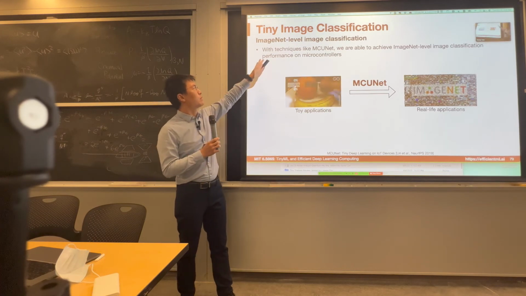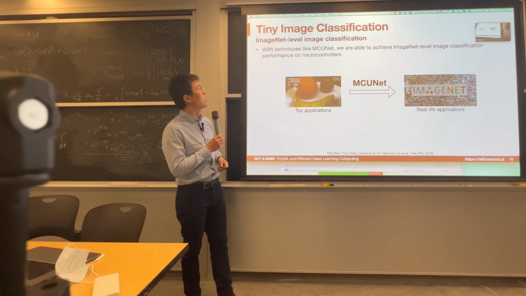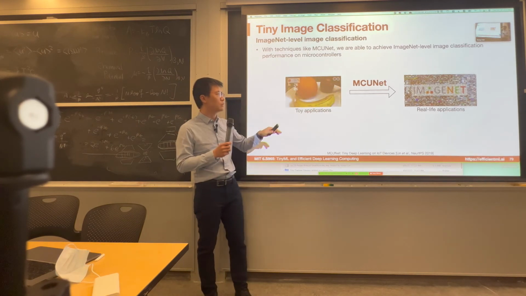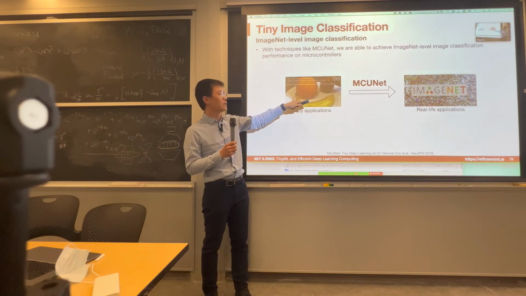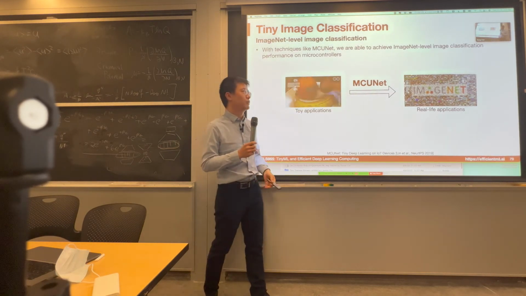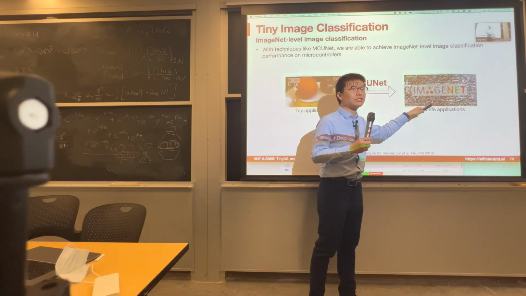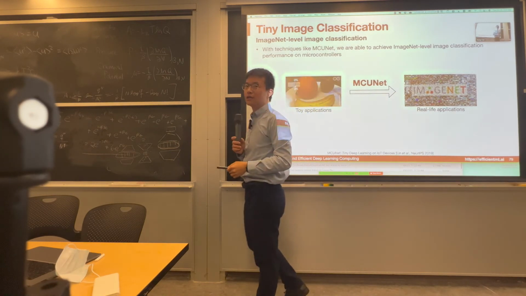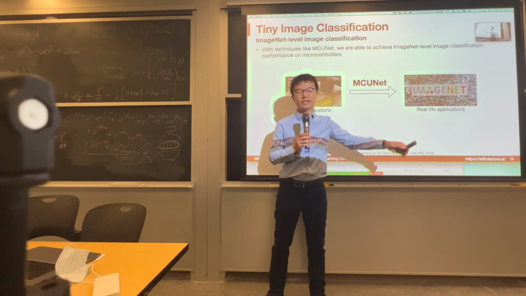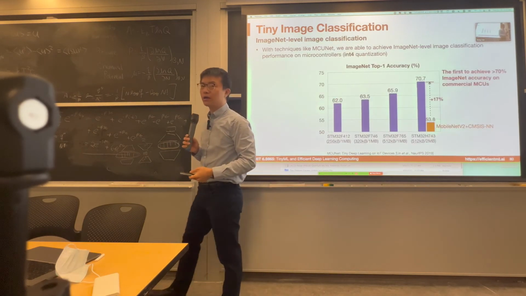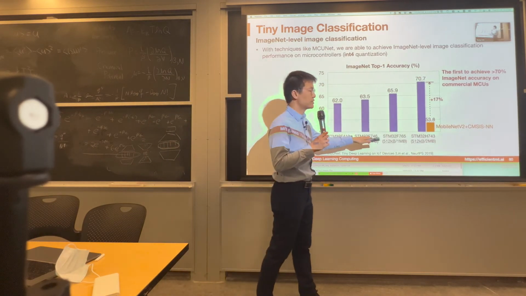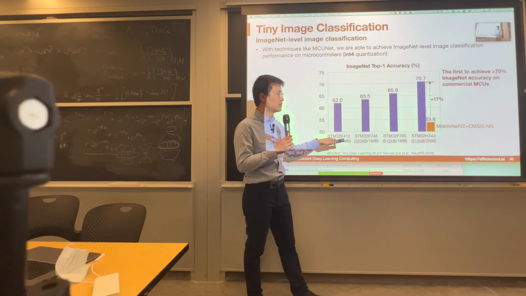So let's start with tiny image classification. With techniques like MCUNet, we can do not only such easy toy applications like classifying apples, oranges, and bananas, but we can actually do real-life applications on large-scale datasets, even matching accuracy up to 70% on the ImageNet dataset. That really unlocks a lot of cool applications. This is the top-1 ImageNet accuracy we can achieve on many different microcontrollers.